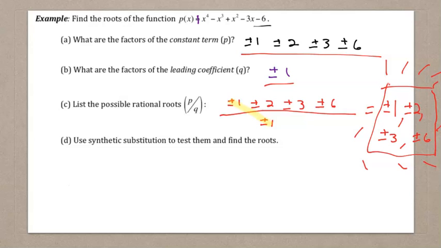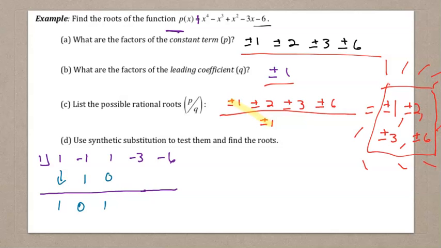So come over here, and I'm going to do this small because I may or may not have to do this more than once. I'm going to test 1. My coefficients of p of x up here are 1, -1, 1, -3, and -6. Okay, so here I go. I'm going to do this out. Bring the 1 down. 1 times 1 is 1. Add those, it's 0. 1 times 0 is 0.